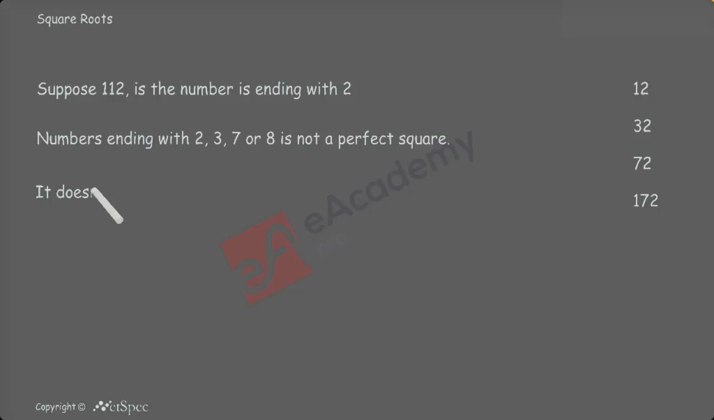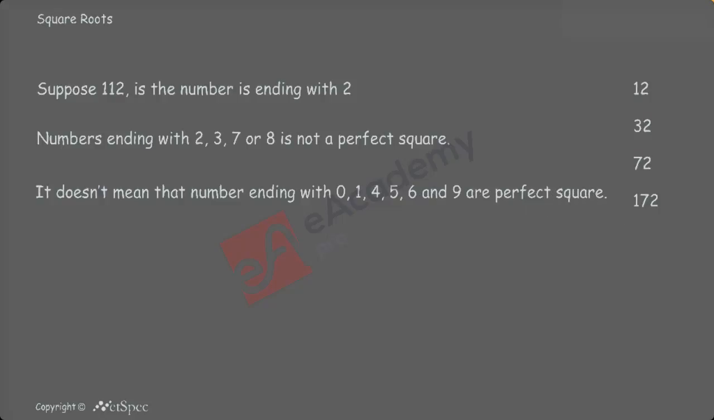But it doesn't mean that the numbers ending with 0, 1, 4, 5, 6, 9 are perfect squares, because 19 is not a perfect square. 10 is not a perfect square. 11 is not a perfect square. 24 is not a perfect square. 15 is not a perfect square. 26 is not a perfect square.